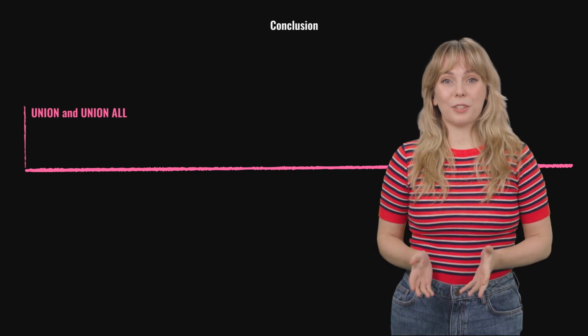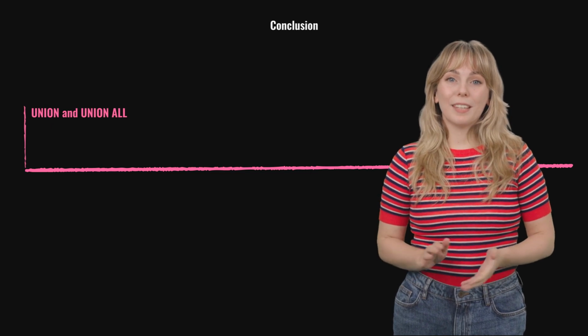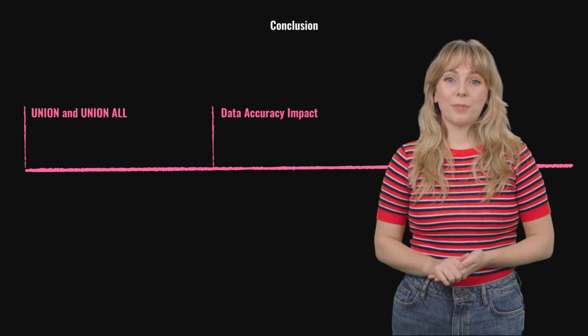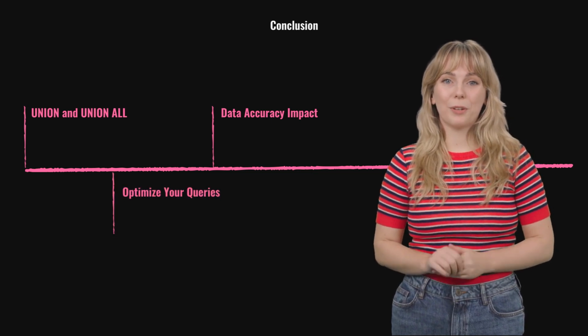Understanding union and union all is crucial for SAP HANA development. They significantly impact data accuracy, performance, and scalability. Choose wisely based on your data's nature and business needs to optimize your queries effectively.